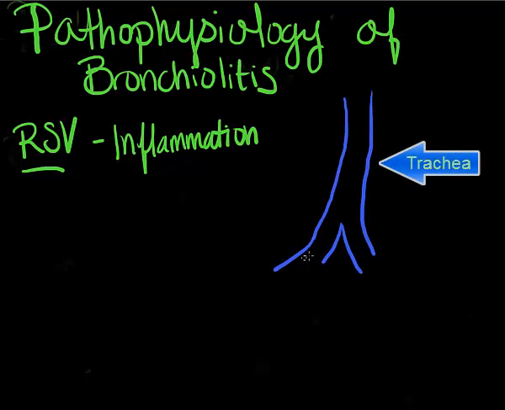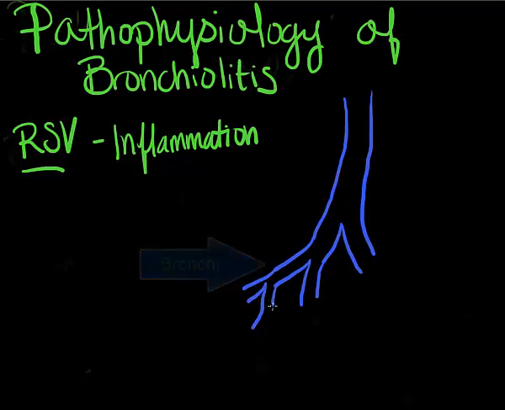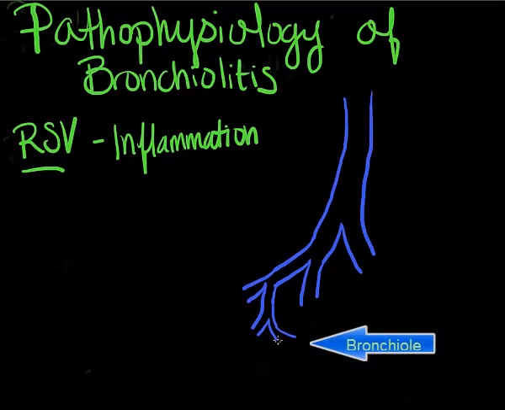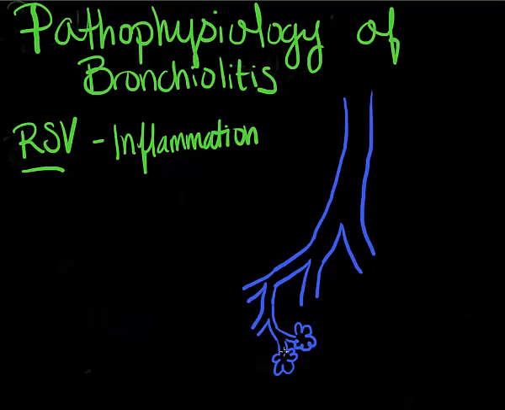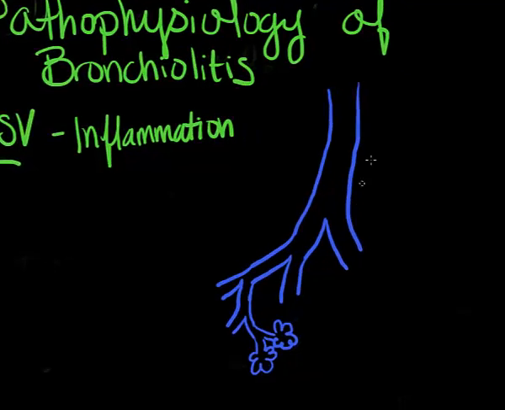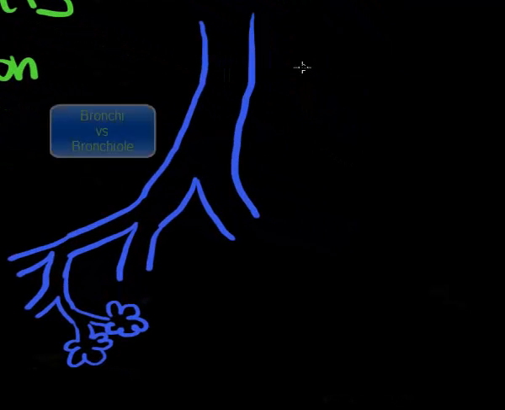The air goes through the trachea into the bronchi. The bronchi bifurcate or branch off. They become smaller and smaller. They branch down until they reach the bronchioles, which then deliver the air to the alveoli. The question is, where do the bronchi become bronchioles? What's the difference? There are some specific things that make bronchioles bronchioles.